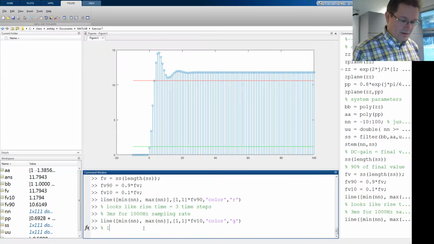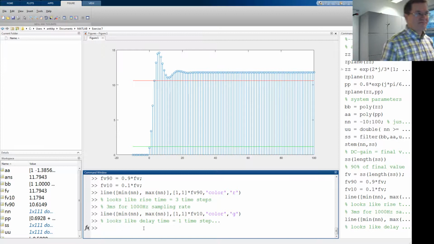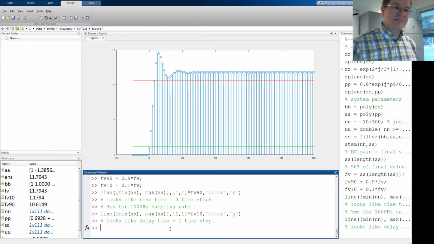So looks like delay time equals 1 time step. It could be actually also 0 delay. A 0 delay system makes also some sort of sense. All right, next, the overshoot.